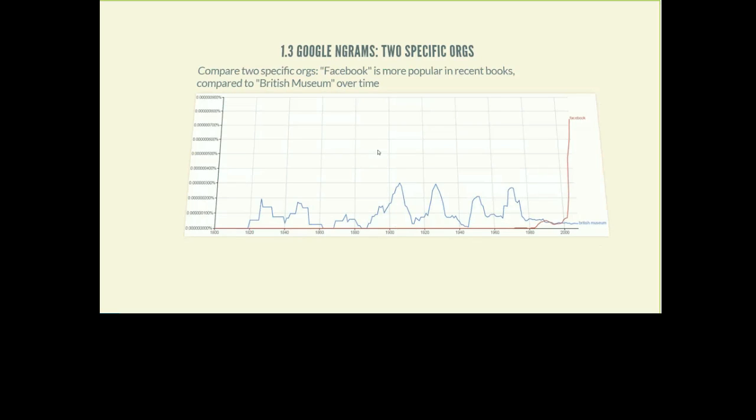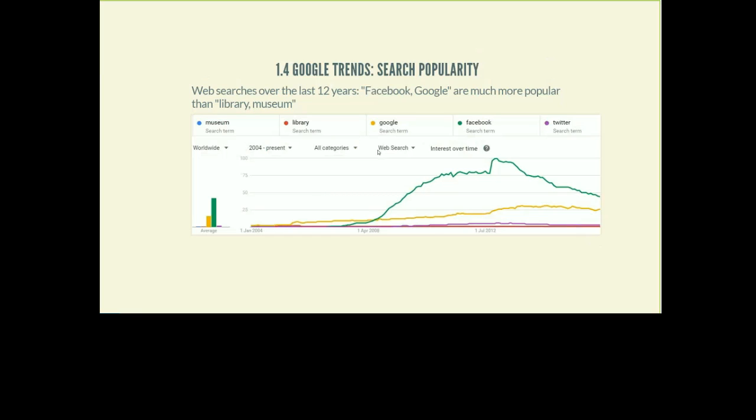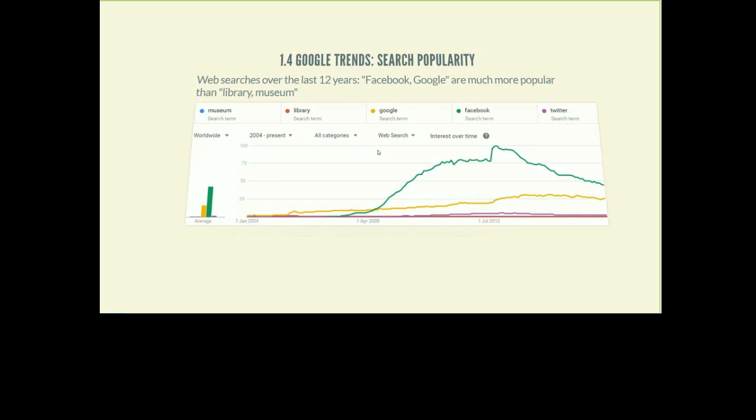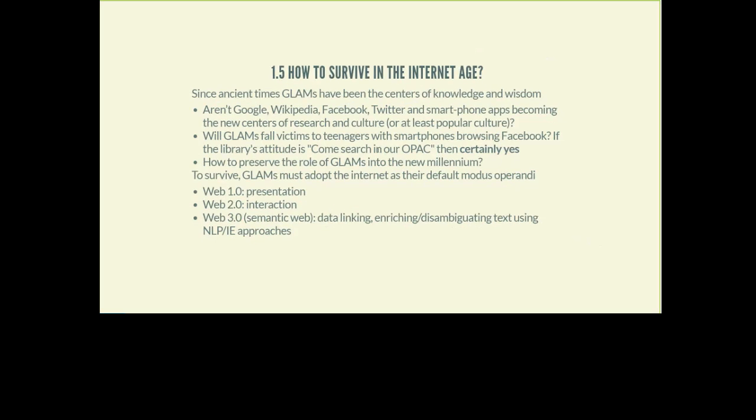More importantly, if we take a look at search trends, in other words, what people search for on the web, this is again from Google, the picture is completely reversed. Facebook is on top, libraries and museums are somewhere there on the bottom. So the upshot is that a GLAM that doesn't pay attention to the web and the internet is pretty much doomed to extinction.